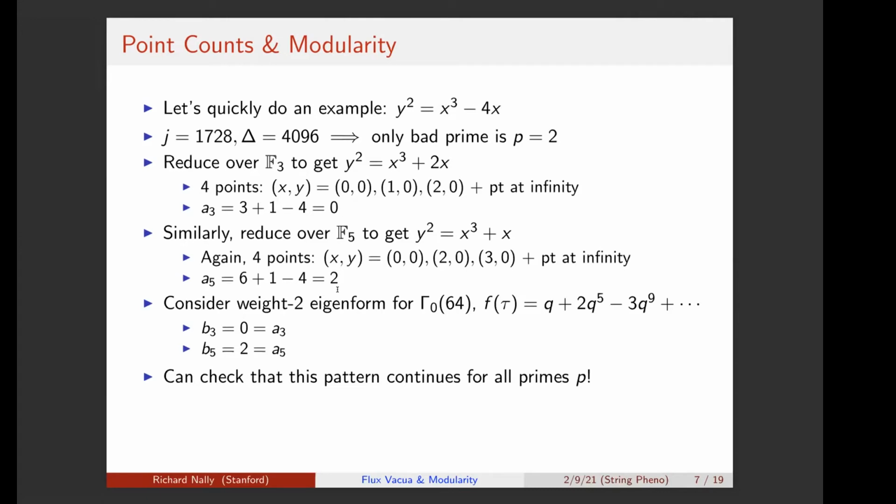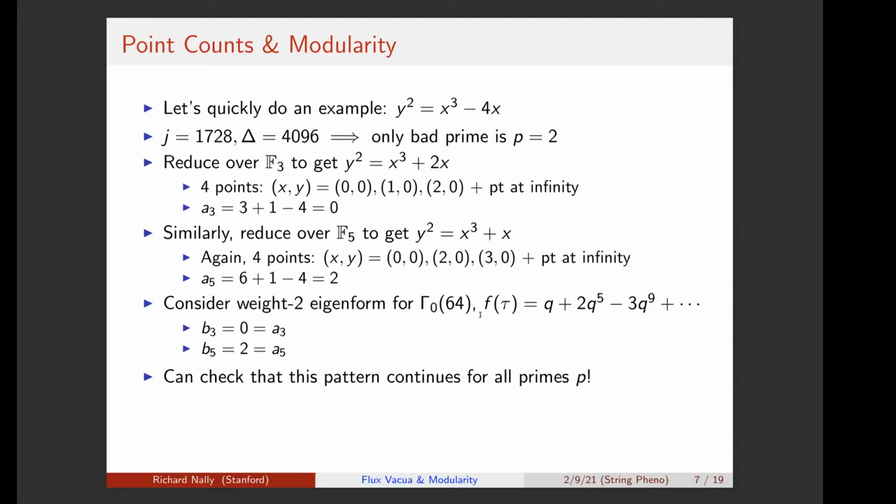On the other hand, we can reduce over F5 to get the elliptic curve y squared is equal to x cubed plus x. And there are again 4 points: (0, 0), (2, 0), (3, 0), and the point at infinity. So we have 4 points, and A5 is 6 plus 1 minus 4, which is... not 2. It's supposed to be 2.